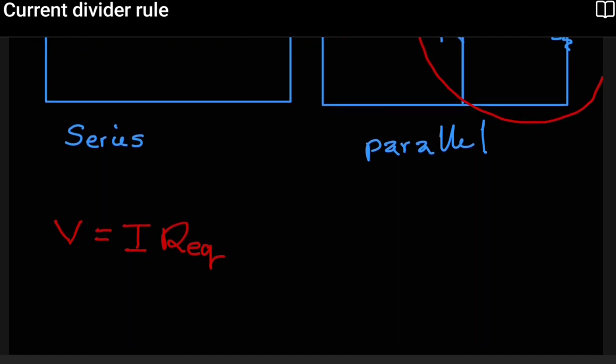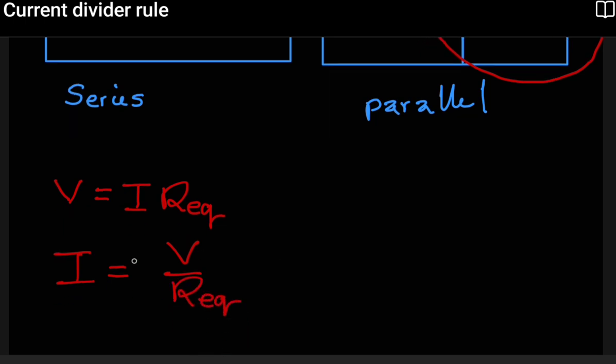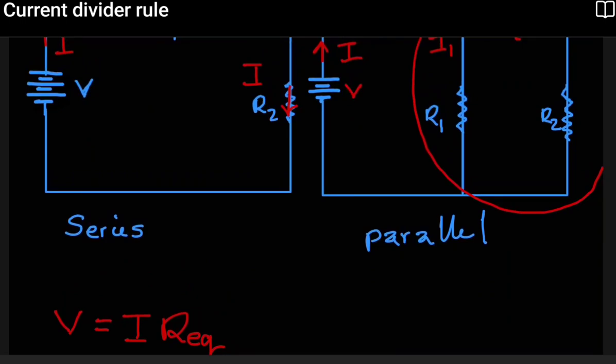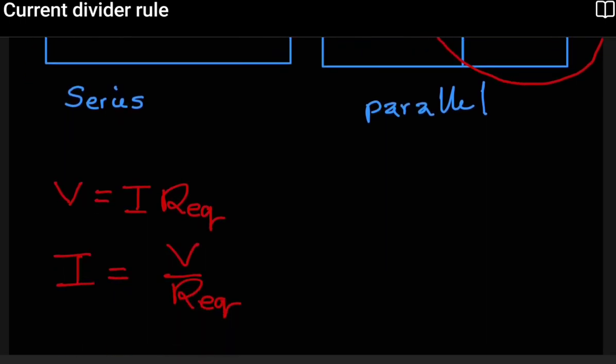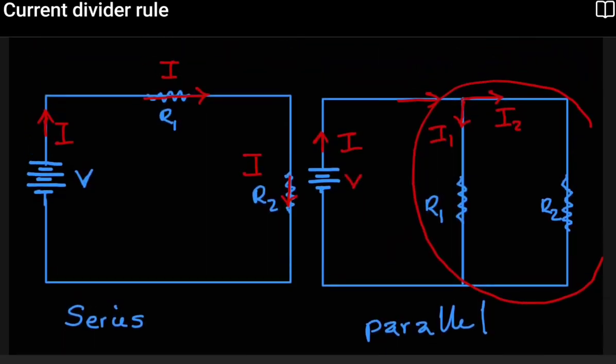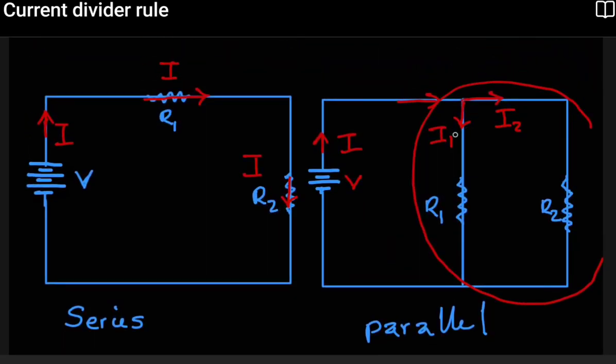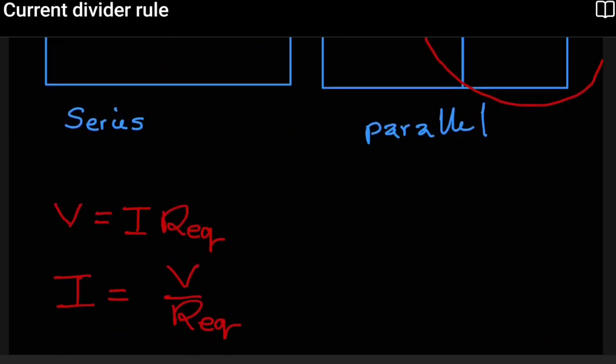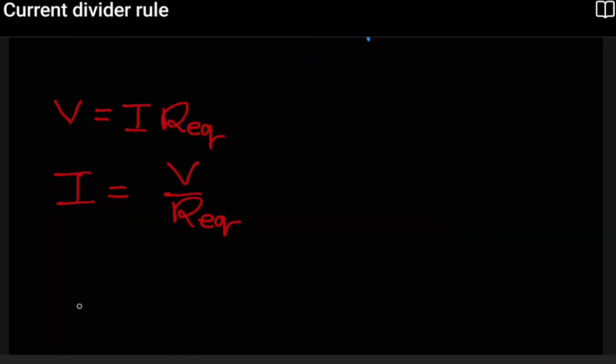So if we wanted to find the current coming from the source, this current will be equal to the voltage supplied to this circuit divided by the equivalent resistance of our circuit. This will be the current I that is coming from our source in this case. So now, suppose we wanted to find the current that is going to come down towards R1.